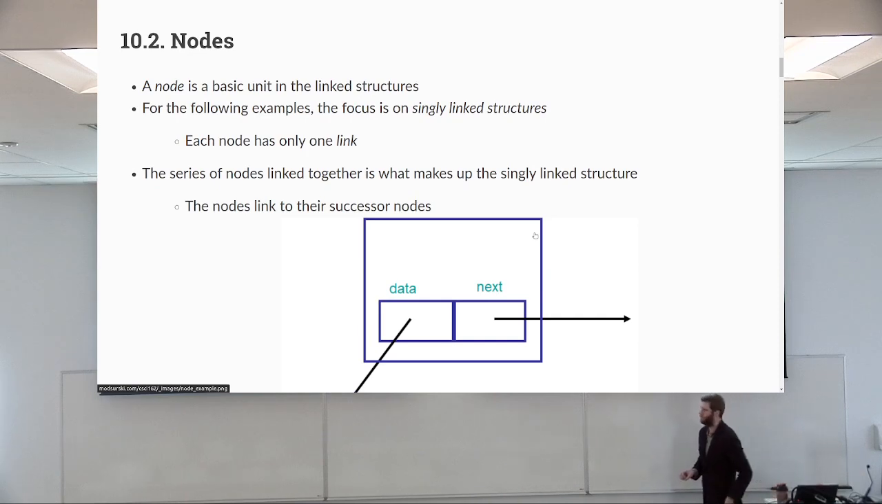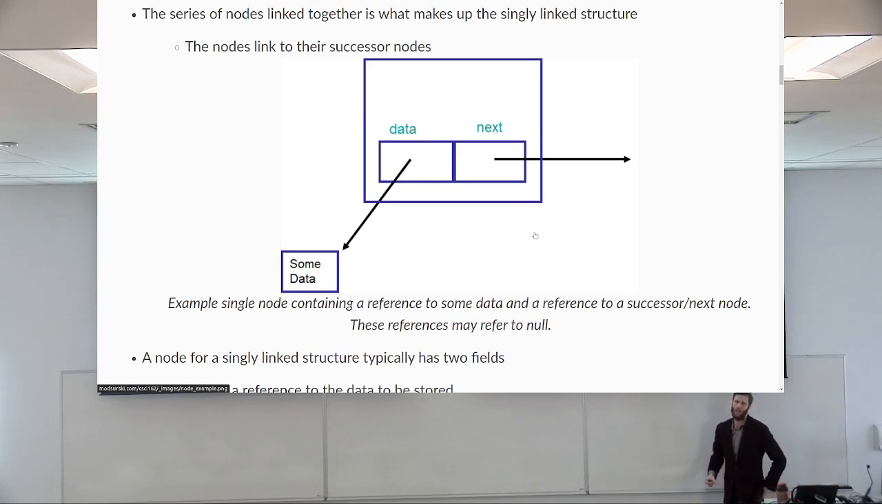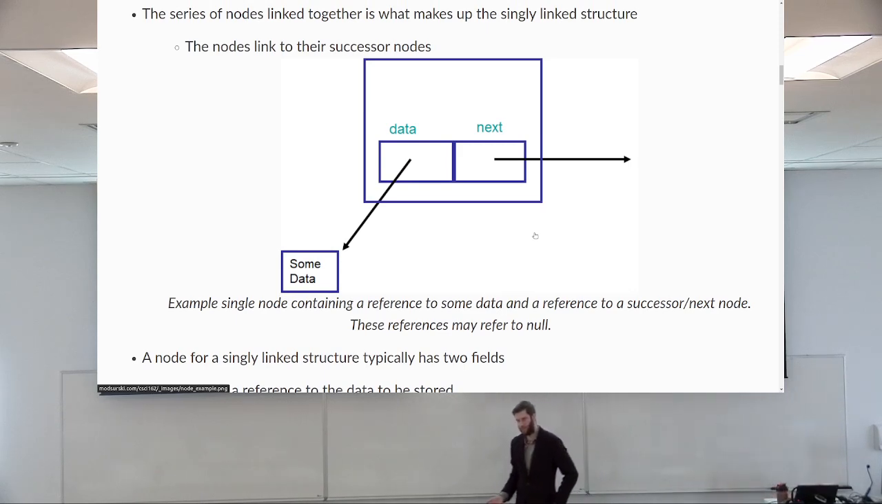Let's jump back to a node. A node is the simple, basic building block of the link structure. And the node we're going to talk about is going to be a singly linked node. Each node has one link to a subsequent node. And here's the idea of the node. The node, which I've represented as a box, has the data and the next. Data will be a reference to some data. And next will always be a reference to some other node, or potentially null if it's the end, or if there's no successor. That's the idea. That's it.